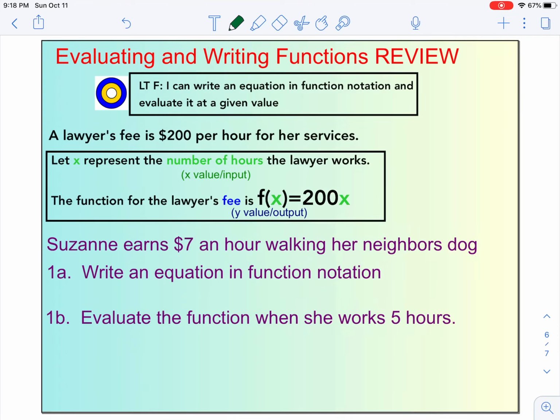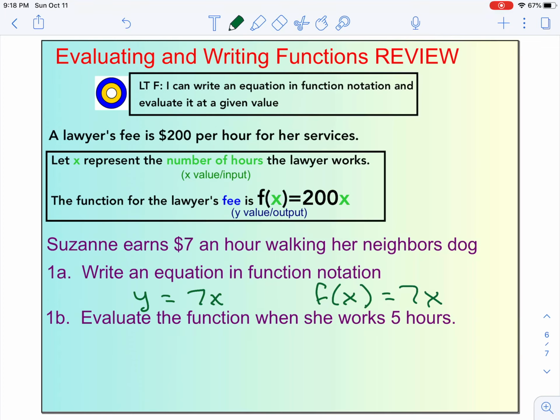And again, looking at independent and dependent variables, we had an example above, but if Suzanne earns $7 an hour walking her neighbor's dog, okay, how much money would she earn? Well, we might start by writing the equation y equals $7 times the number of hours she walks the dog. But in function notation, we take that y and replace it with f of x. So f of x equals 7x would be our equation.